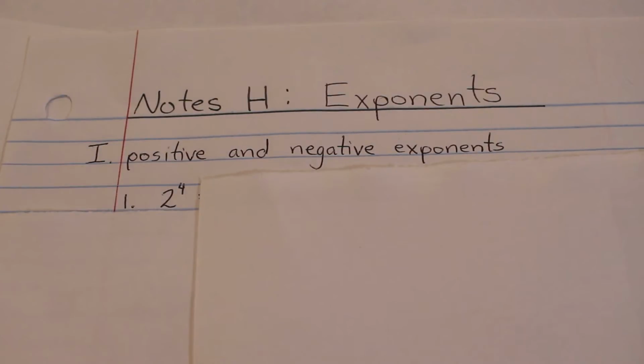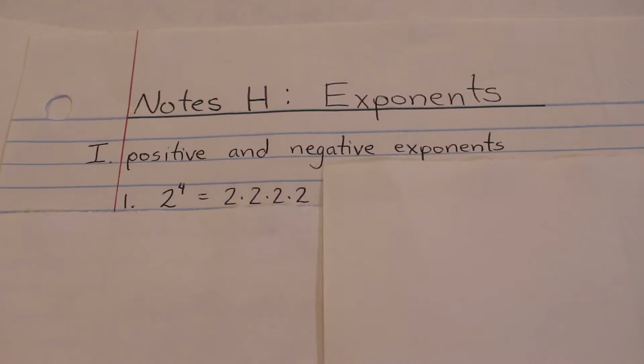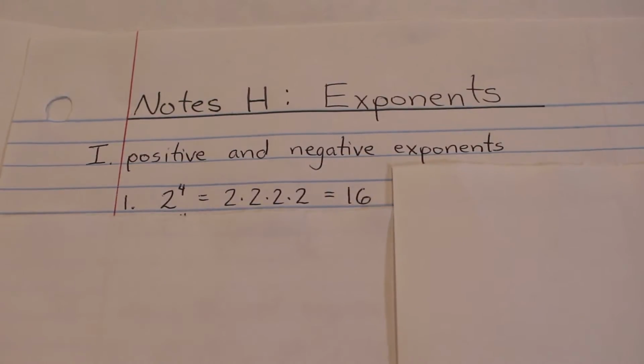2 to the positive 4 is 2 times itself 4 times. It's not 2 times 4. It's 4 2's multiplied together, which gives us 16.